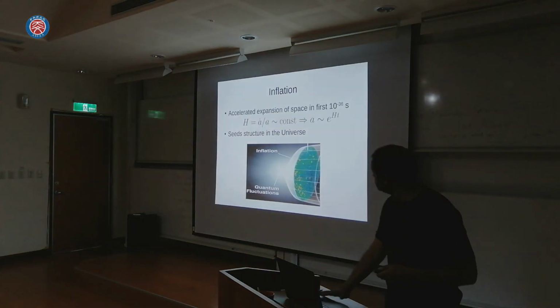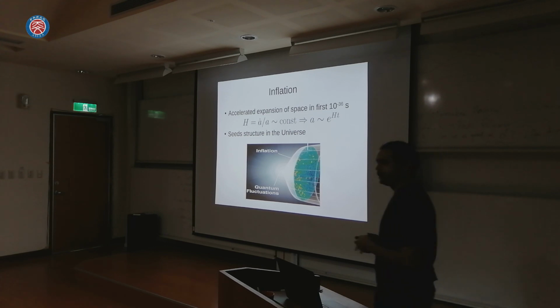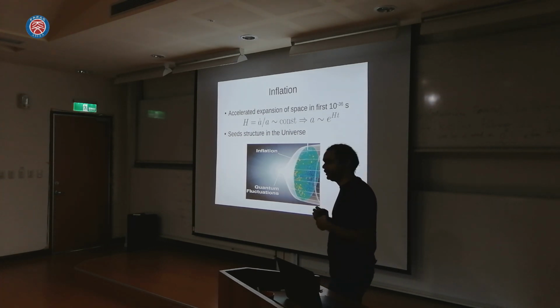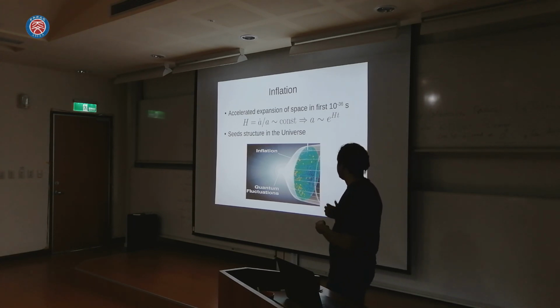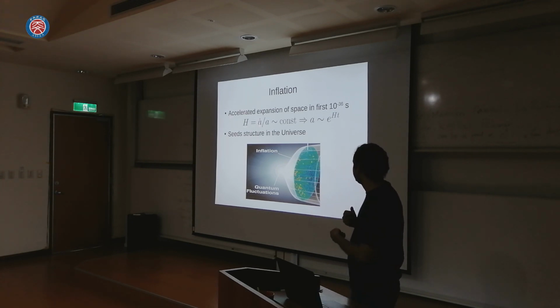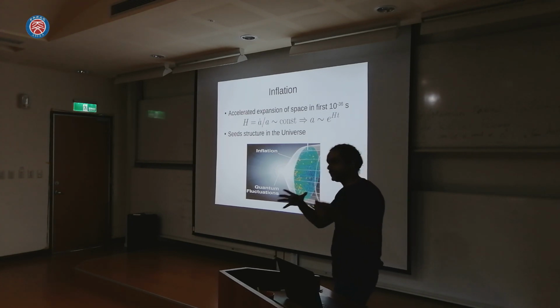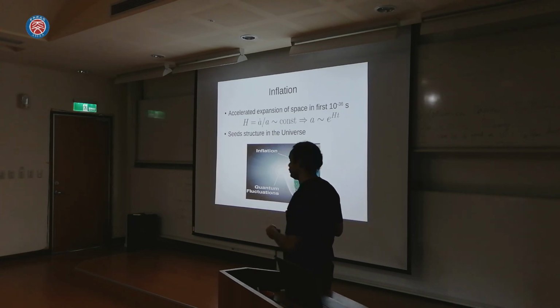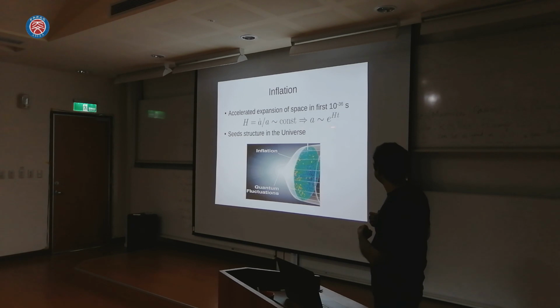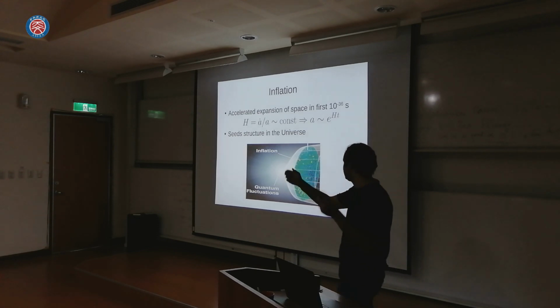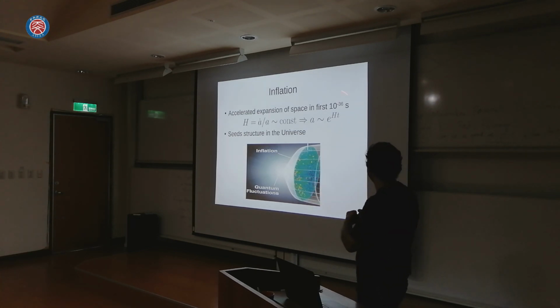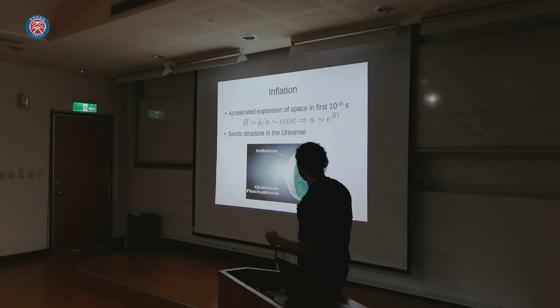To start with, let's talk about inflation. Inflation is a period of accelerated expansion of space in the first 10 to the minus 36 seconds of the universe. It is also common to assume that the Hubble rate during inflation, which is just the rate at which the scale factor changes, is approximately constant during this time. As a result, the scale factor, which is basically a measure of the distance between any 2 points, grows exponentially during this time. This is shown here by the roughly exponential growth of the distance between any 2 points.